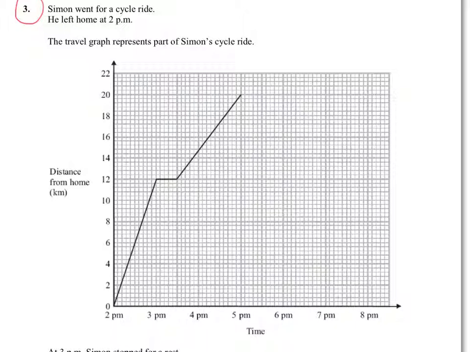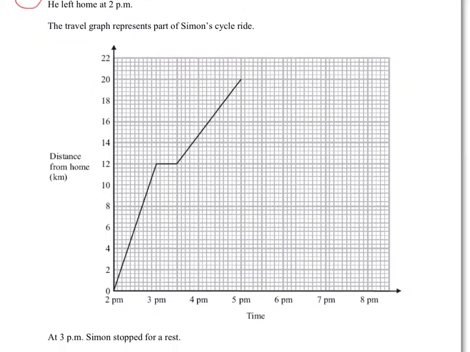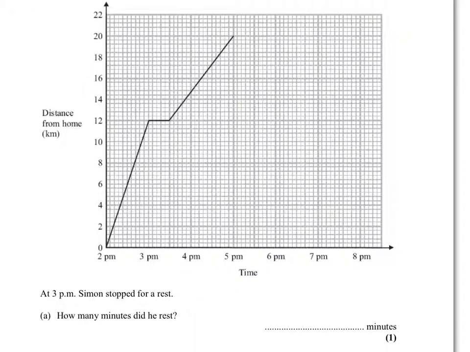Simon went for a cycle ride. He left home at 2 p.m. The travel graph represents part of Simon's cycle ride. So here we go. At 3 p.m. Simon stopped for a rest. How many minutes did he rest?